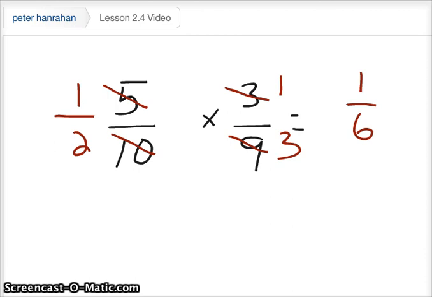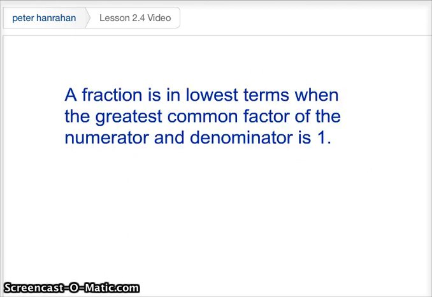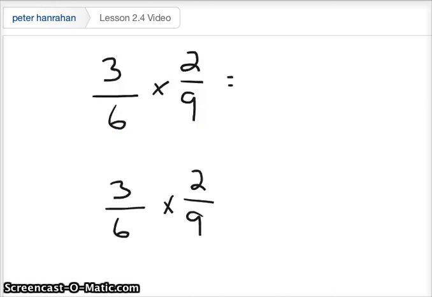So when you're reducing fractions, you can reduce any numerator with any denominator. So in this one, we reduced 5/10 with their greatest common factor. This one we reduced 3/9 by dividing the numerator and denominator by 3. A fraction is in lowest terms when the greatest common factor of the numerator and denominator is 1.